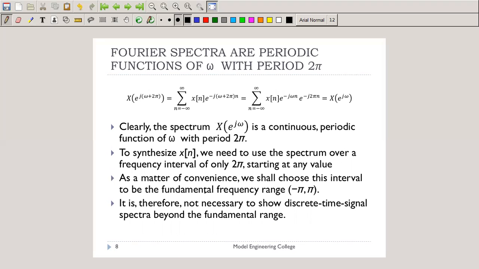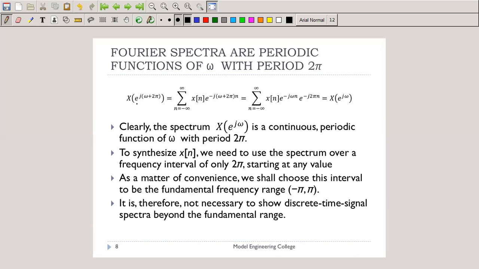Next important property of Fourier spectra. Fourier spectra are periodic functions of omega with period 2 pi. Now, let us consider X(e^{j(omega + 2 pi)}). By definition, this is equal to the sum of x(n) e^{-j(omega + 2 pi)n}. Expanding this term, we can write it as the sum over n from minus infinity to infinity of x(n) e^{-j omega n} into e^{-j 2 pi n}. And the value e^{-j 2 pi n} is equal to 1. Therefore, this is equal to X(e^{j omega}).